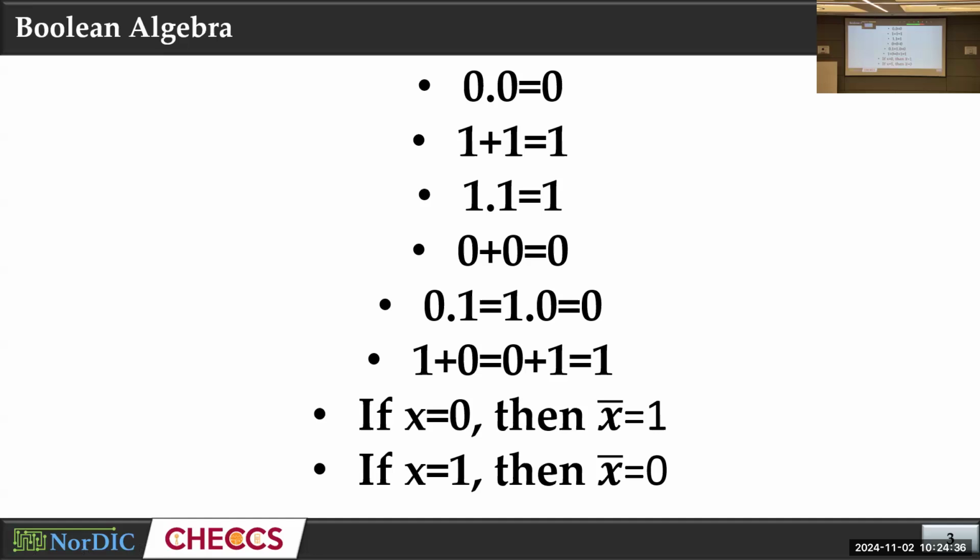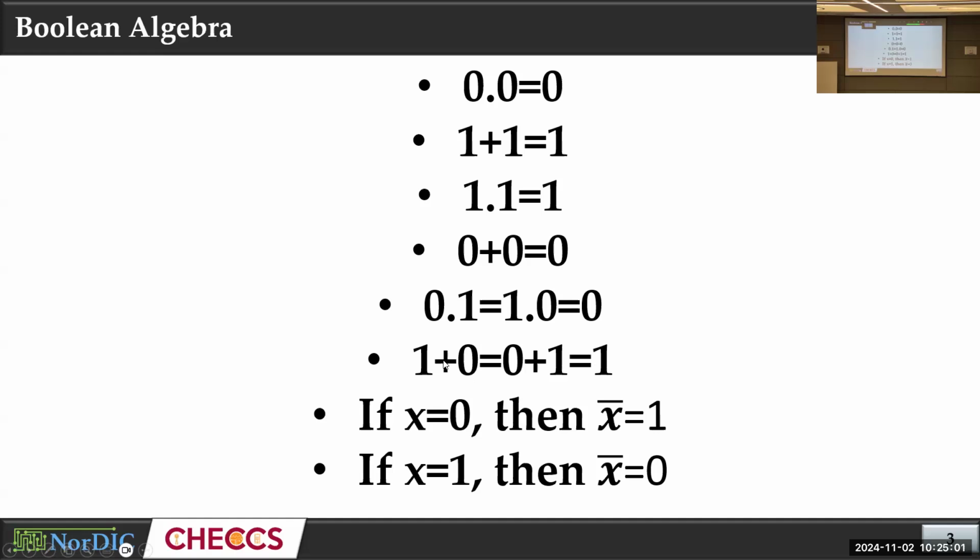But let me ask you a question. What will be the result of these operations? Can you tell me 1 plus 1 plus 1? What will be the result? Also 1, yeah. 1 plus 1 plus 1 and multiple ones will result in 1, not 2, 3, 4, etc.